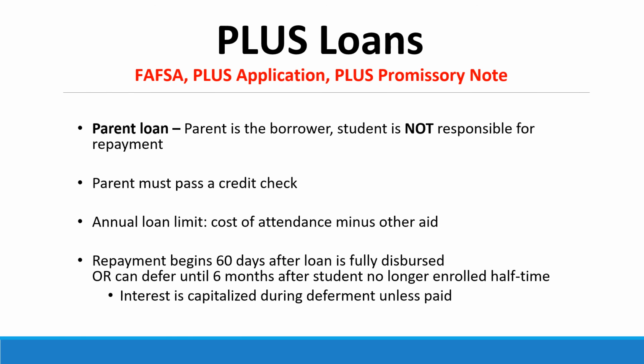The Parent PLUS loan is exactly the opposite of the student loan. It is a parent loan. It also requires some additional steps. It requires the PLUS application and the promissory note. So if the parent wants to borrow a parent loan, they do have to do some additional steps. It does require a credit check. The parent has the option: payment can begin immediately, or they can defer payment until 6 months after the student is enrolled.